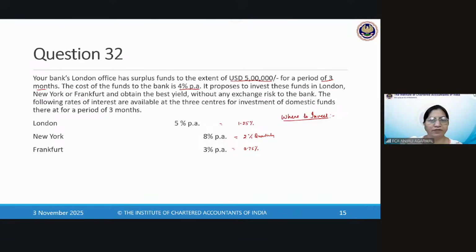The following rates of interest are available at the 3 centers for investment of domestic funds for 3 months. These are the rates. You may invest in London, New York, or Frankfurt, and the final rate of interest you will get per quarter is this. The bank's London office is there, so maybe you can calculate your final answers in terms of pounds. Either you calculate in euros or Deutschmark, dollars, or pounds.